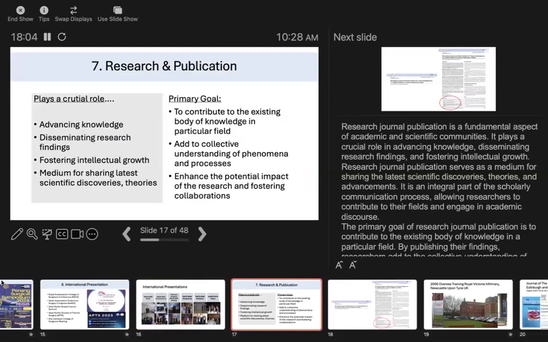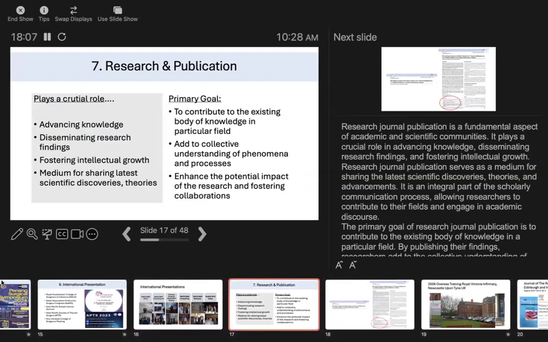Okay, research and publication is very important. Research and publication is a fundamental aspect of academics as well as scientific communities, and it plays a crucial role in advancing knowledge, disseminating research findings, and of course fostering intellectual growth. In fact, it is a medium for sharing the latest scientific discoveries and theories. It has a few primary goals. To contribute to the existing body of knowledge in a particular field, and as researchers, we can add to the collective understanding of phenomena and processes. Therefore it will enhance the potential impact of the research and foster collaboration.